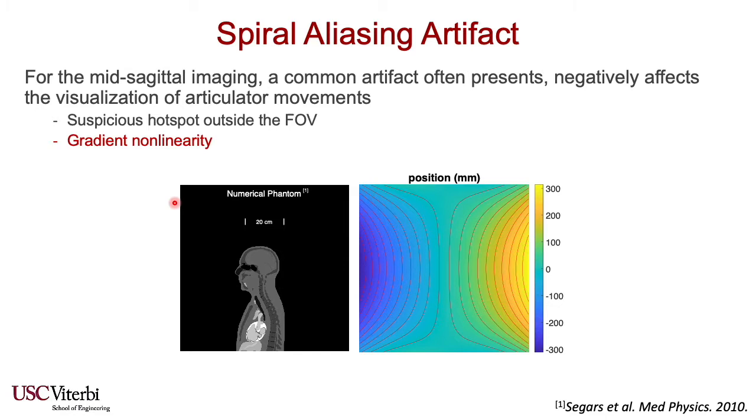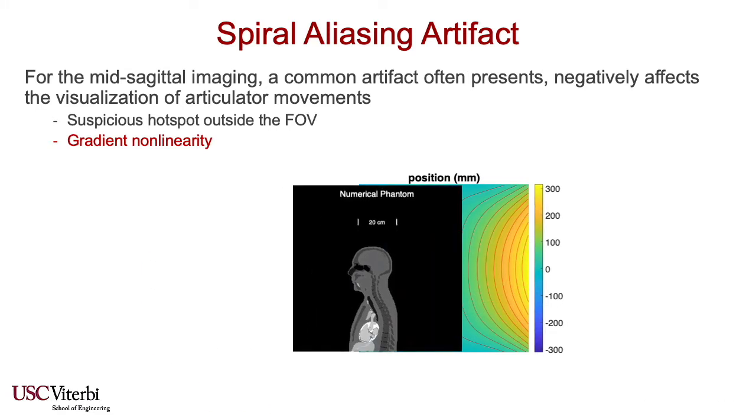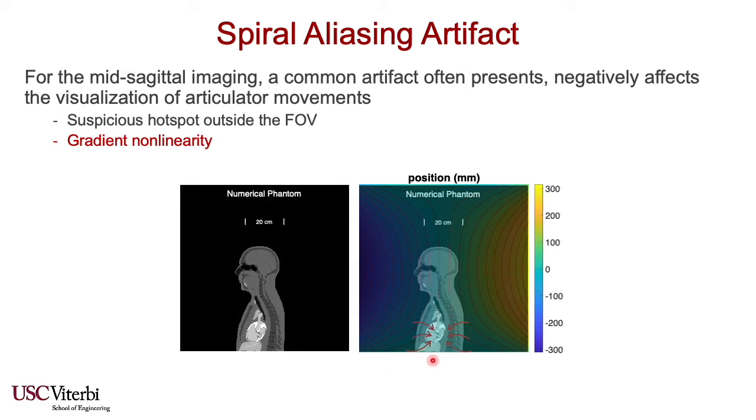Here, we use the XCAT phantom to demonstrate the aliasing. With a gradually flattened gradient profile away from the magnet isocenter, a large area of the signal will be encoded to the same spatial location, causing image distortion and signal enhancement.